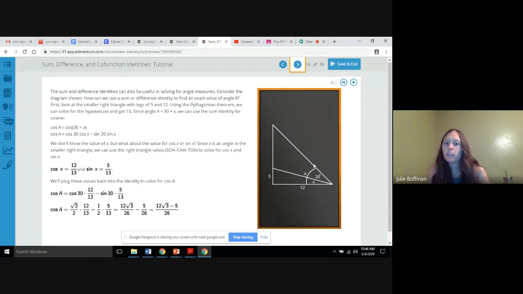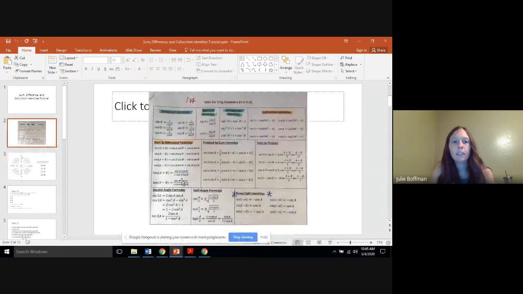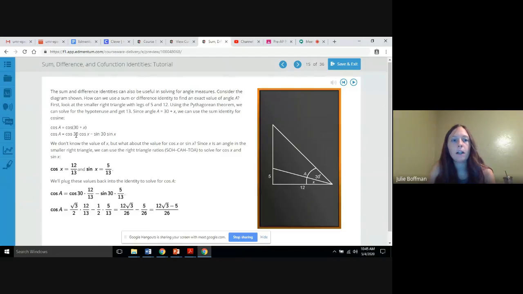So if we're talking about just A, we could break that up to be 30 plus x, right? Because if you add these two smaller angles, it equals the whole larger angle. So they rewrote their problem: instead of cosine A, it's cosine of 30 plus x. Then you can use your cosine sum identity, which would be this third one, and they broke it up in terms of 30 and x.